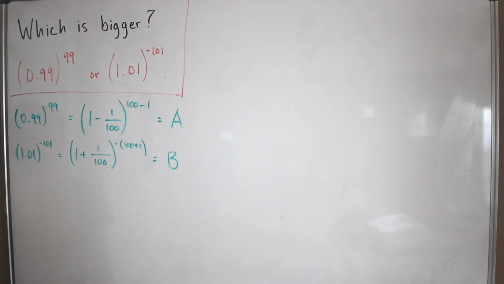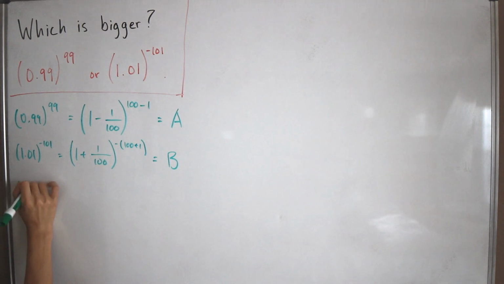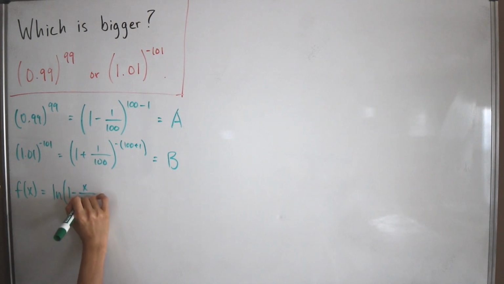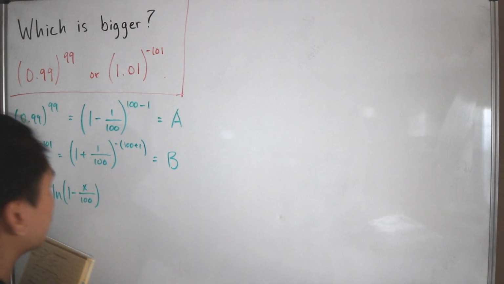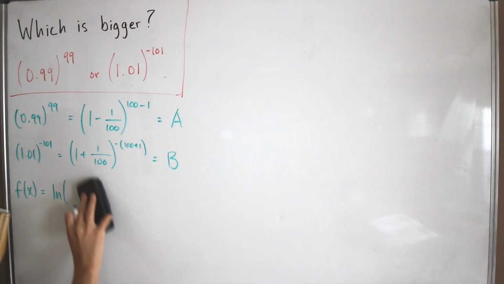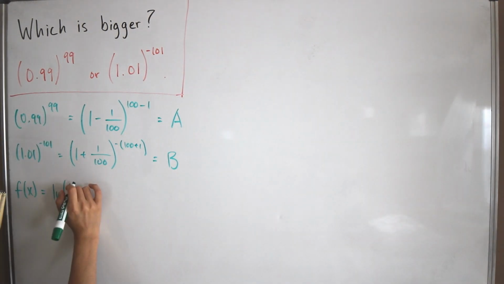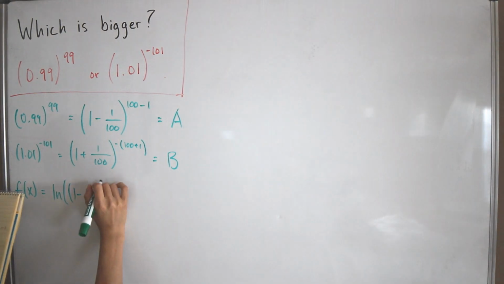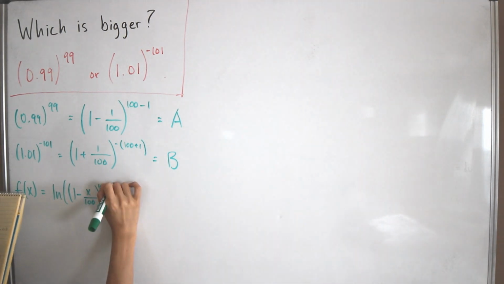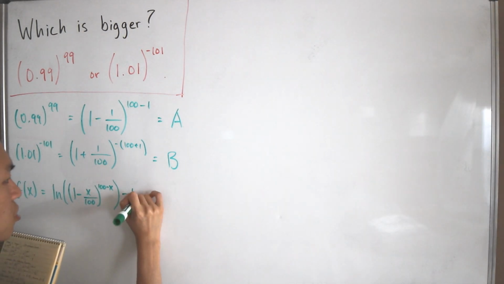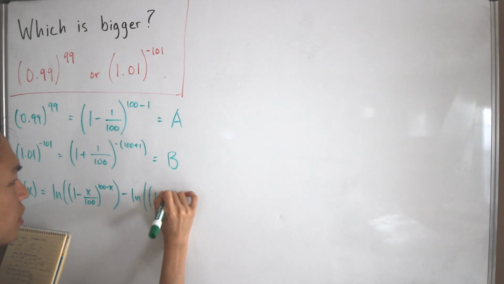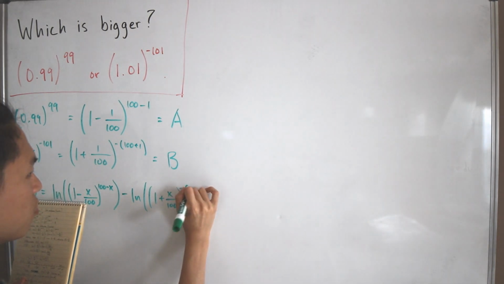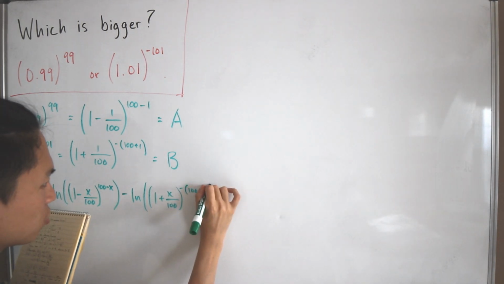Let's consider the following function f of x. We're going to say that f of x equals the natural log of parentheses 1 minus x divided by 100, then to the power 100 subtract x, close that off, then subtract the natural log of 1 add x divided by 100, raised to the power negative, and then 100 add x, and then close that off as well.